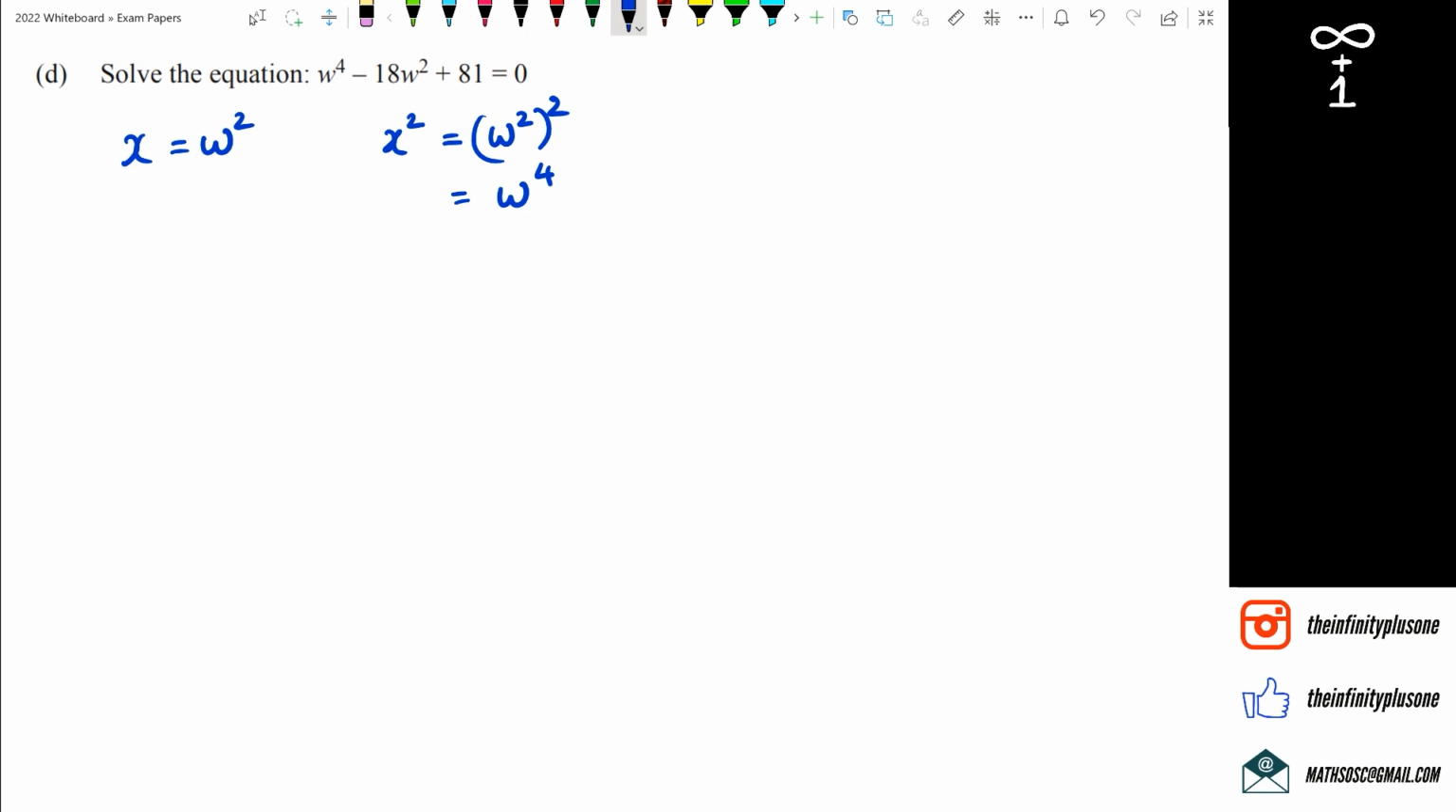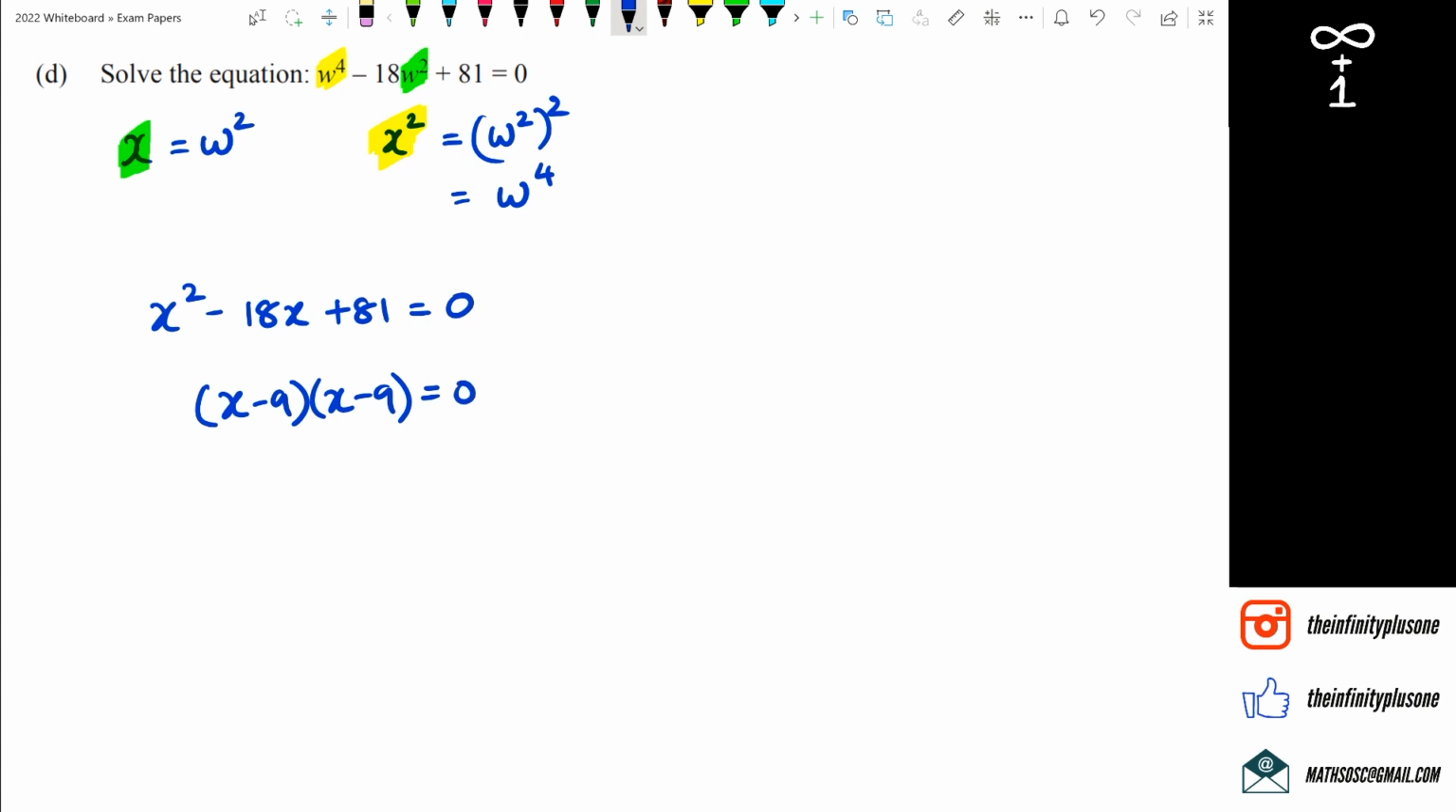So let's have a look at what I mean by that. Notice how w to the power of 4 is here. Instead of that, I'm going to replace it with x squared. And instead of writing w squared, I'm going to replace it with x. So in that case, I'm going to get x squared minus 18x plus 81 equals 0. Now, when you look at this, this is one of the easier quadratics to solve, because this is just (x minus 9)(x minus 9) equals 0.